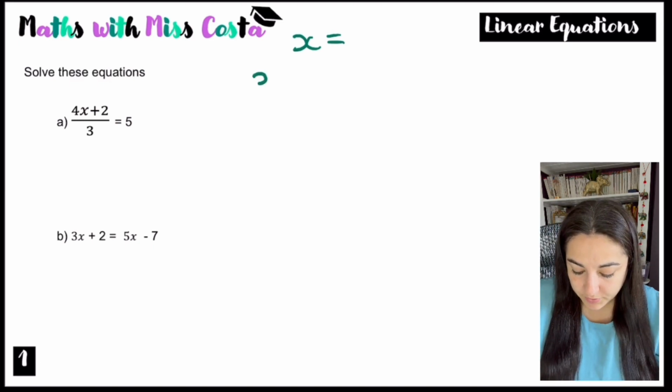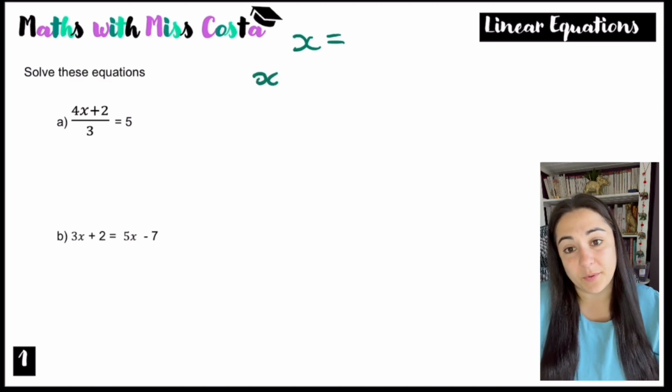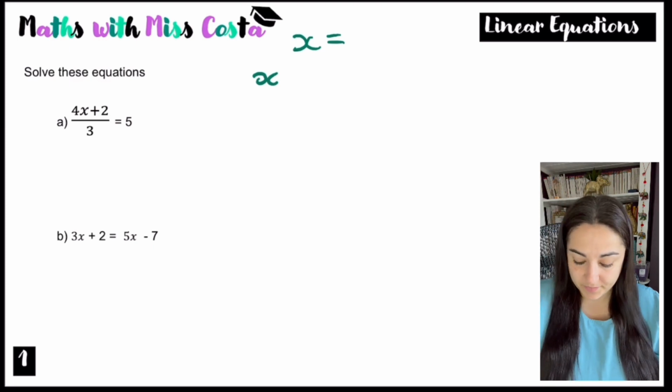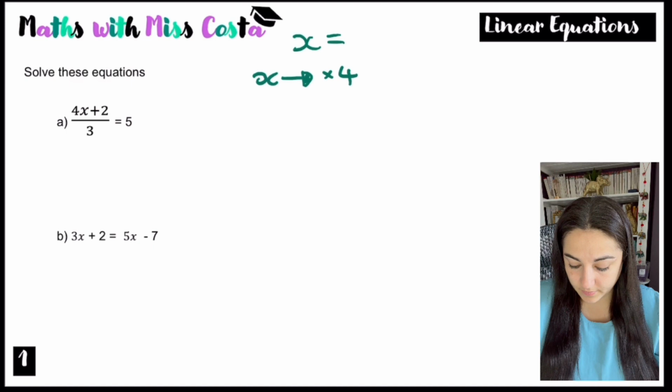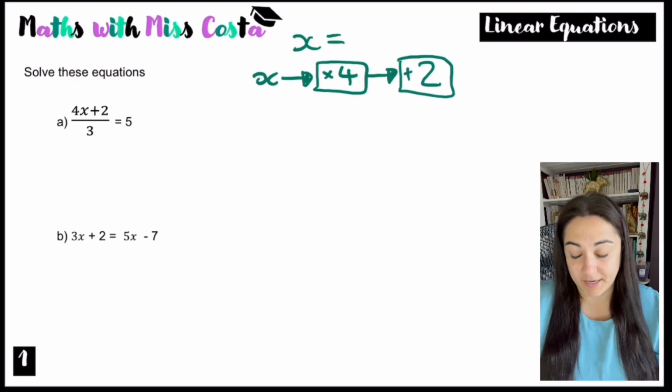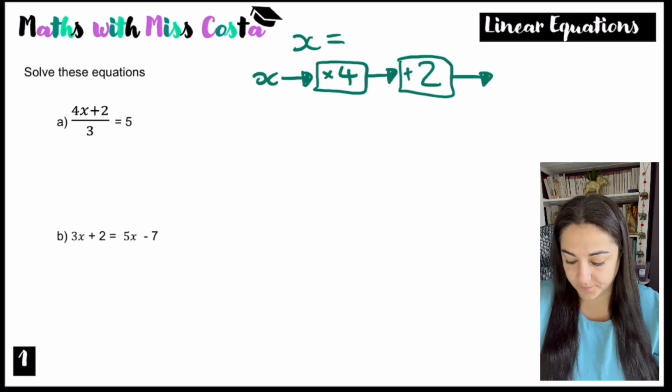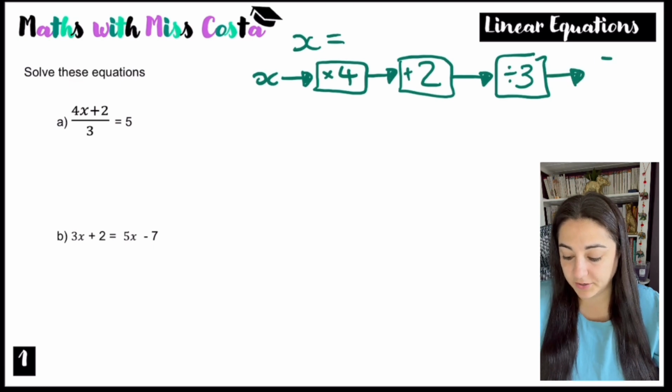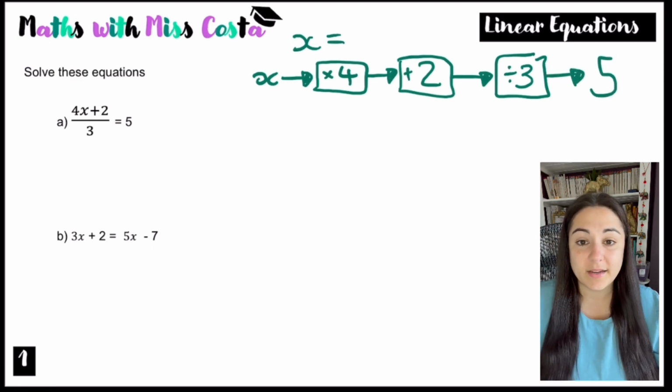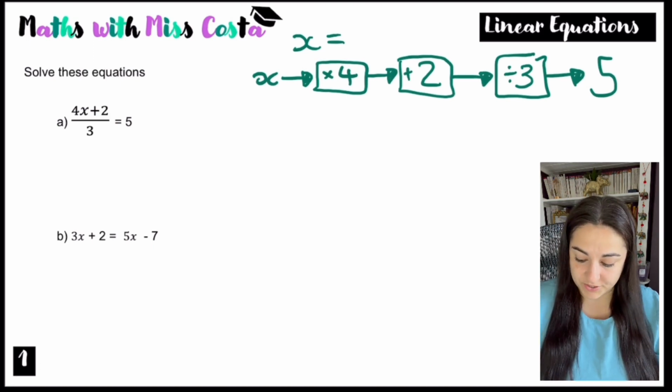Now, it helps if you draw yourself a little flow diagram to think about what order the operations are occurring in. So x is being multiplied by 4, then it's having a 2 added to it, and all of this is being divided by 3. And the result is 5. So now you know what order things are occurring in. When we're trying to solve equations, we always use the reverse of BIDMAS, or the order of operations, to figure out what order to do things in.